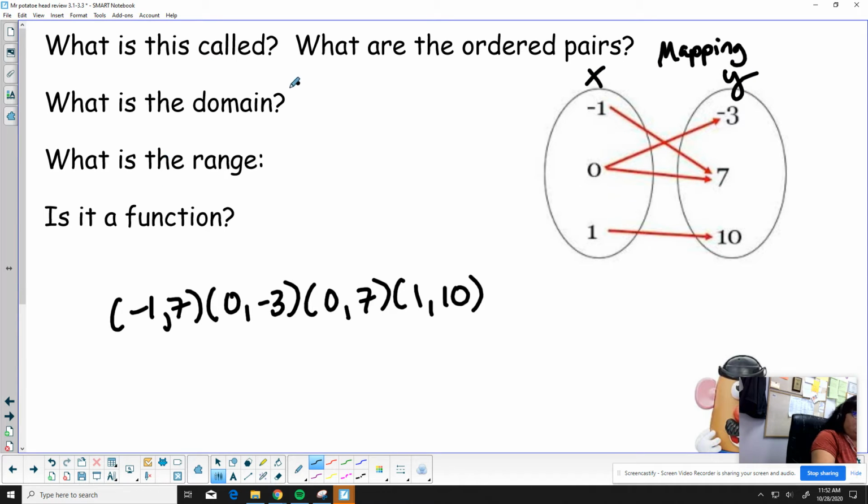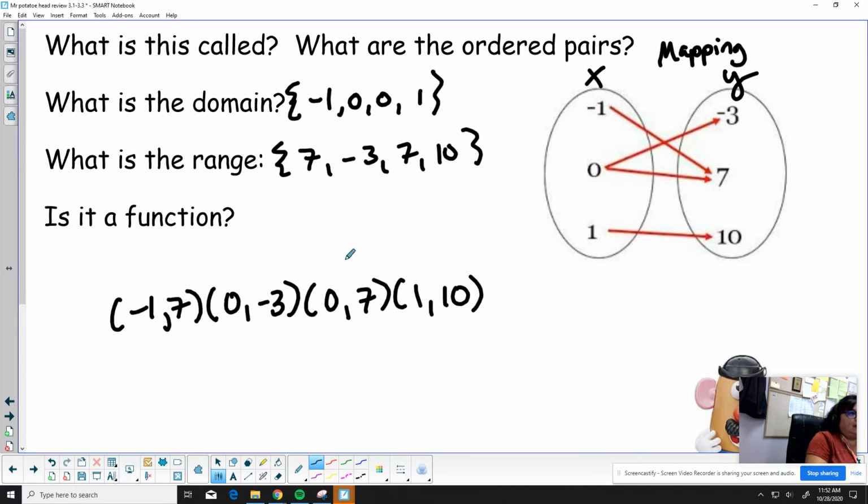The domain would be all the X values, so -1, 0, 0, and 1. And the range would be the Y values, so 7, -3, 7, and 10. And it is not a function. The reason it's not a function is because there's a repeating zero in the domain, so the same input is paired with two outputs.